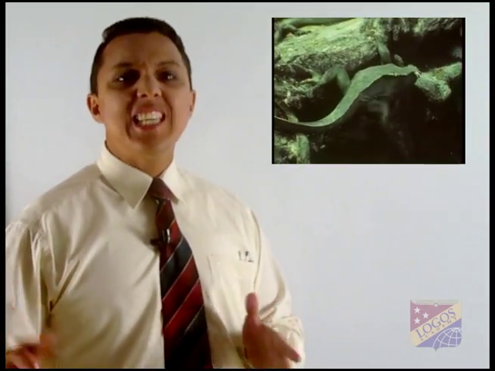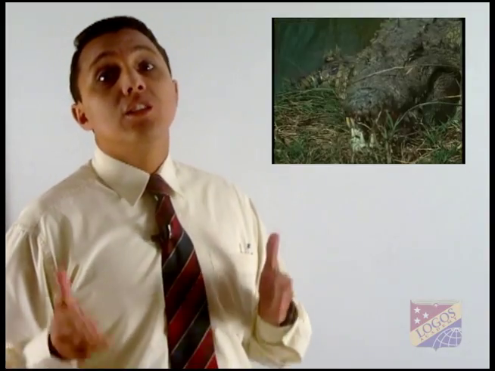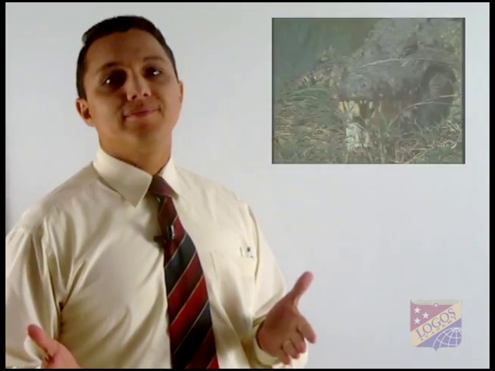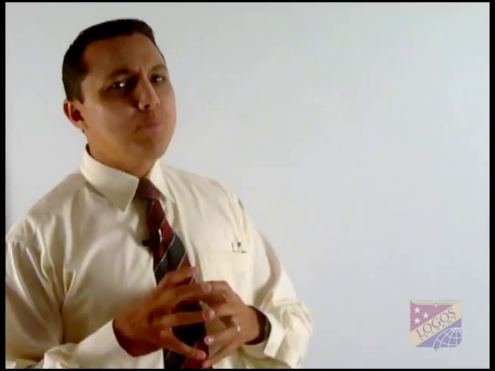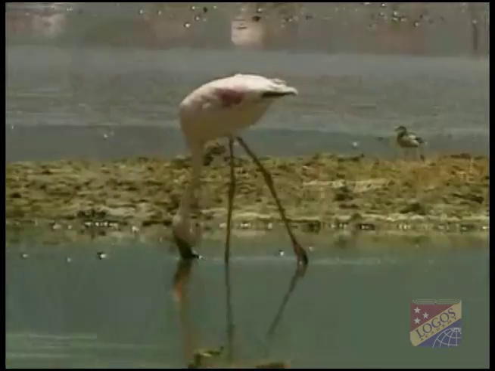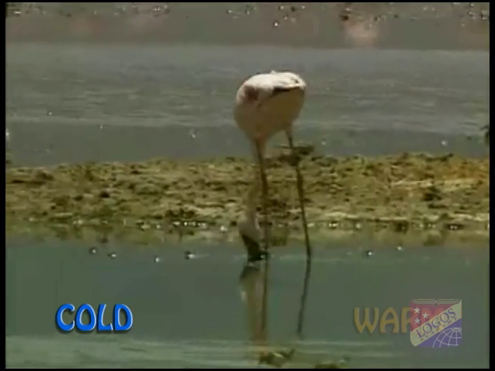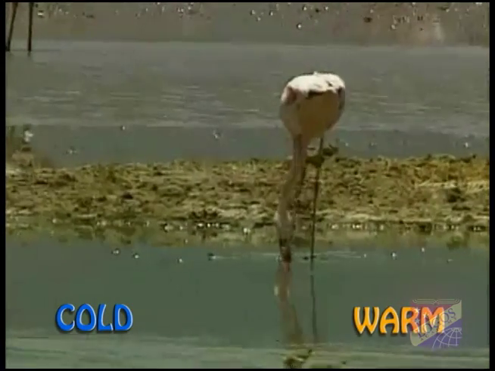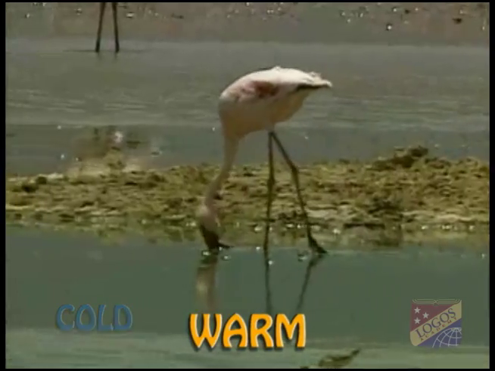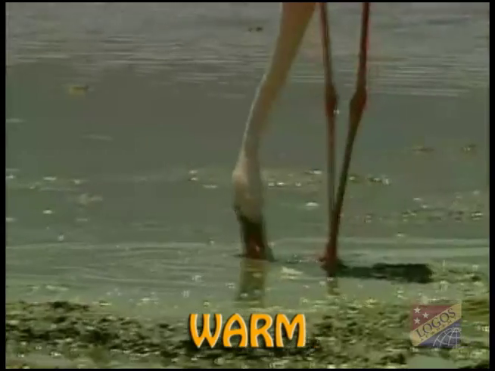That's why you can see them in the sun when it is cold, or they might bury themselves in the sand, or seek shade or a hole to live in when it is cold. Let's see if you can group these animals considering this. The flamingo, cold or warm-blooded? Flamingos are warm-blooded. Actually, birds are warm-blooded animals.